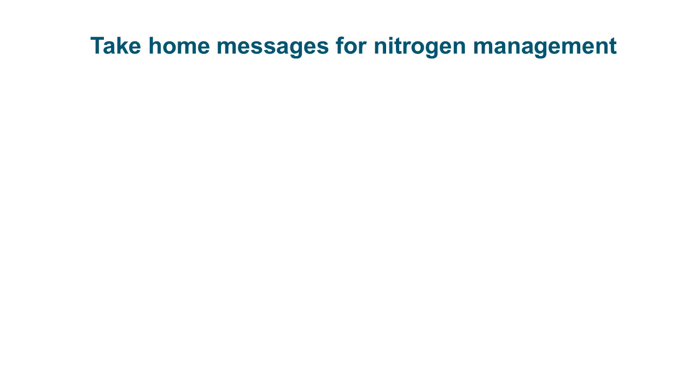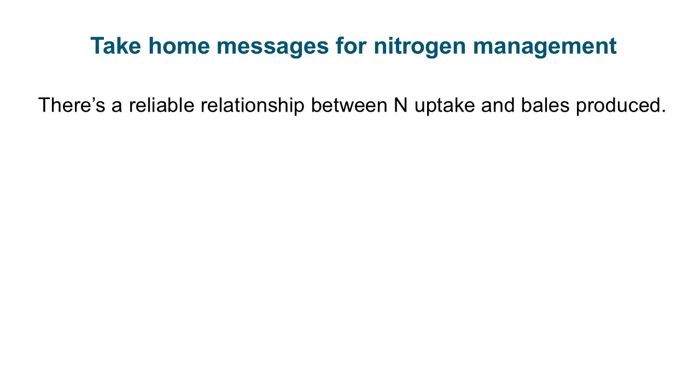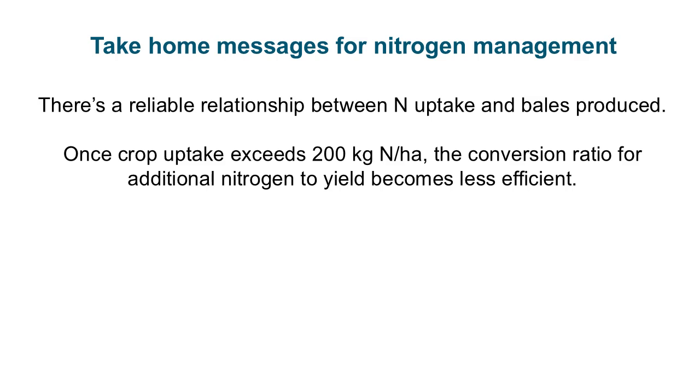So thinking about take-home messages for nitrogen management in Australia's tropics. The first is that there's likely to be a reliable relationship between the uptake of nitrogen and bales of lint cotton produced. In the Burdekin, this was found to be around 18 kilograms of nitrogen to every lint bale produced. Research has been undertaken in other areas, such as the Ord in Western Australia by Jack Daniels from NACRA, which may in fact identify a slightly different relationship for those regions, but that data will become available in due course. Once the crop uptake exceeds 200 kilograms of nitrogen per hectare, the conversion ratio for additional nitrogen taken up by the crop and the conversion of that to yield is likely to become less efficient.